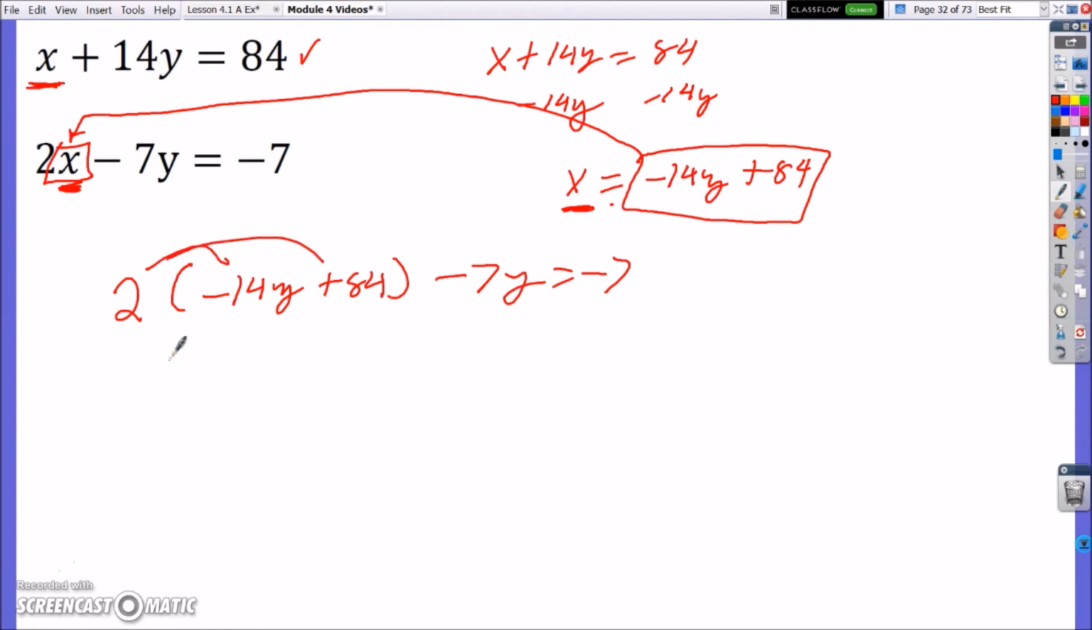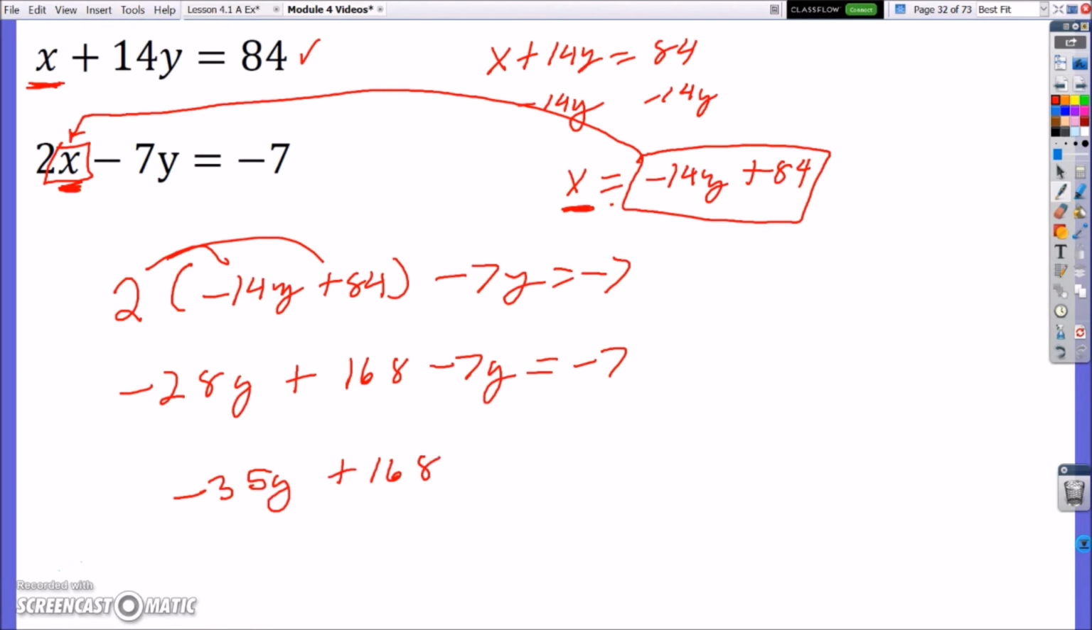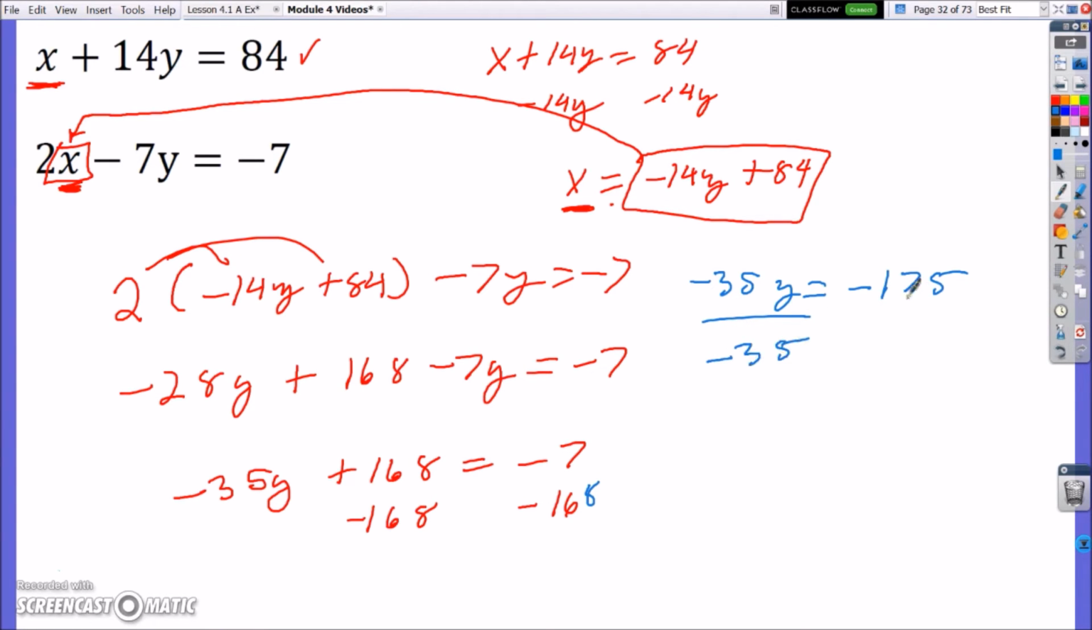So now when I solve, I just distribute to get negative 28y plus 168 minus 7y is equal to negative 7. Then I'm going to combine like terms to get negative 35y plus 168 is equal to negative 7. So I'm going to subtract 168 on both sides, and this will give me, I'll write it in blue, negative 35y is equal to negative 175.